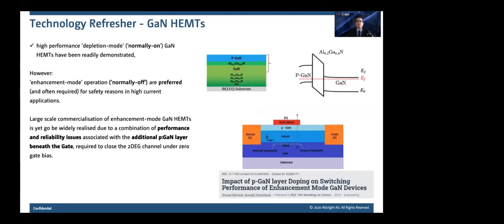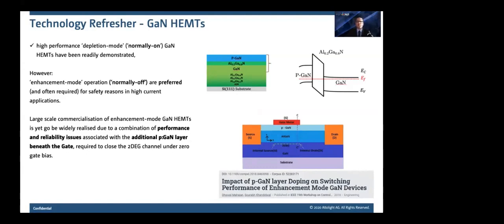However, what is actually needed most of the time is so-called enhancement mode devices, a device that operates in enhancement mode, which is a normally off mode, and this for obvious reasons like safety. One of the most important ones, safety for high current applications.